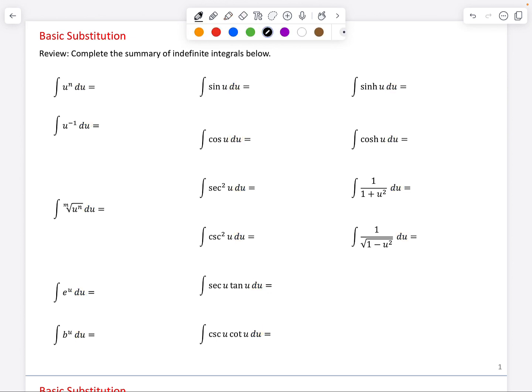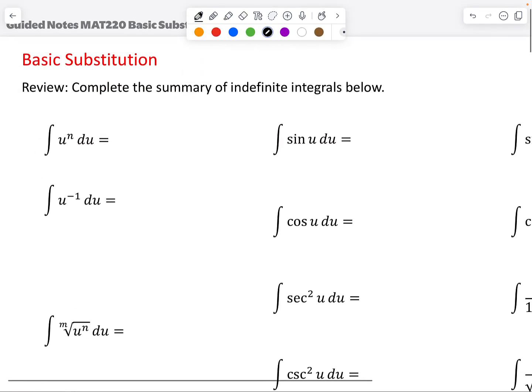So we think of u as the independent variable. First integral, we have u to a power, and this power n is a constant. We use the power rule for anti-differentiation, and we get u raised to the n plus 1, and then divide by that new power, and then plus our constant of integration.